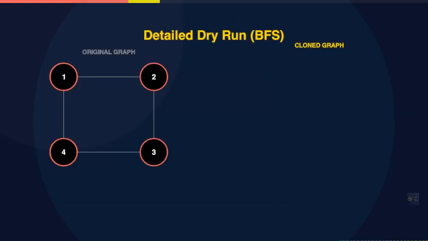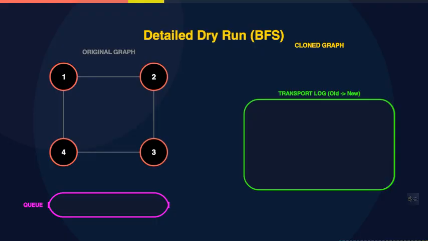Look at the screen. We have our original graph on the left, and our empty clone map and queue on the right. We start at node 1. First, we create a clone of node 1. Let us call it prime 1. And add this pair to our clone map. Then, we push original node 1 into our queue.